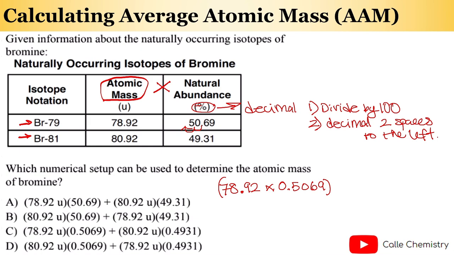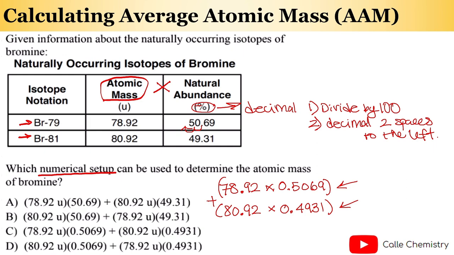I'm going to do the same thing for the next one. So once again, I'm taking the atomic mass as I see it, 80.92. I'm multiplying it by the natural abundance, but in the decimal form. So that's going to be 0.4931. Now what you do is you add them up. In this problem, I don't have to solve it because they're only asking me for the numerical setup, and it's a multiple choice. So I'm looking for which one has these numbers.